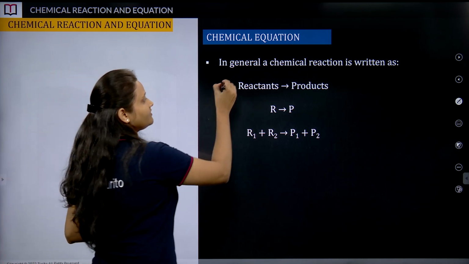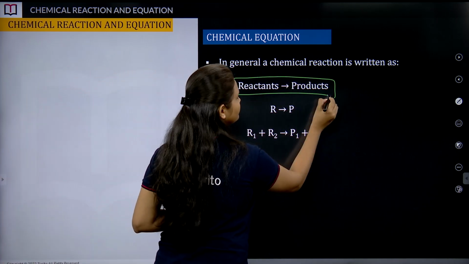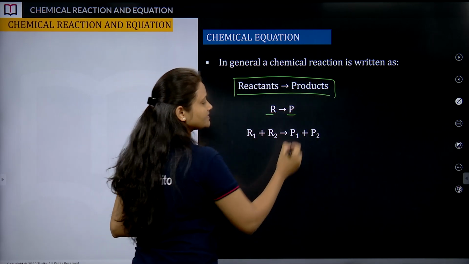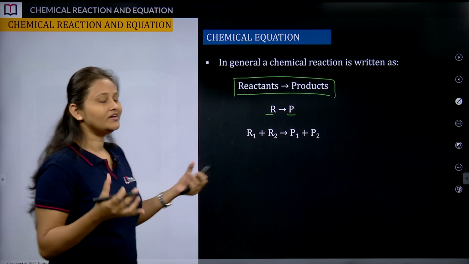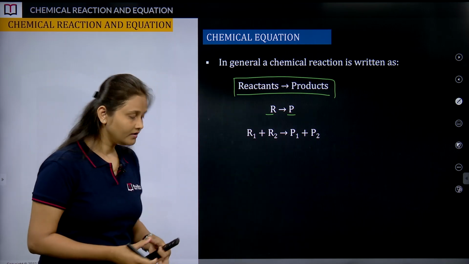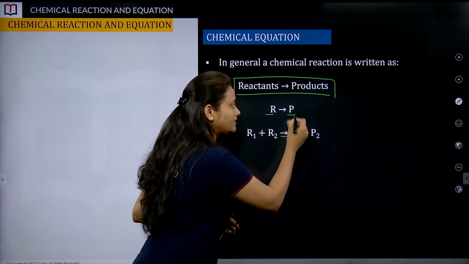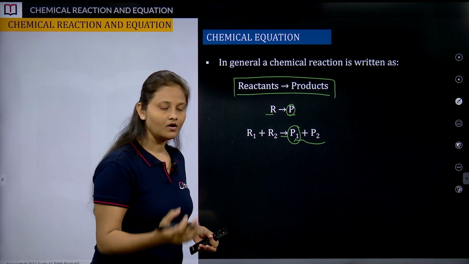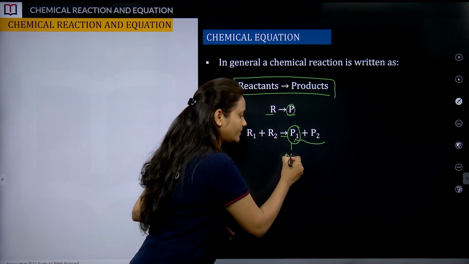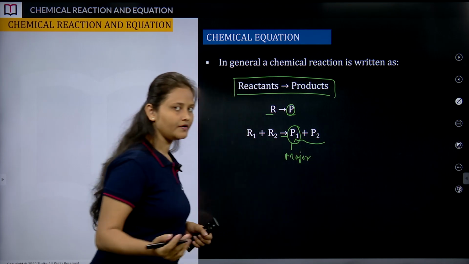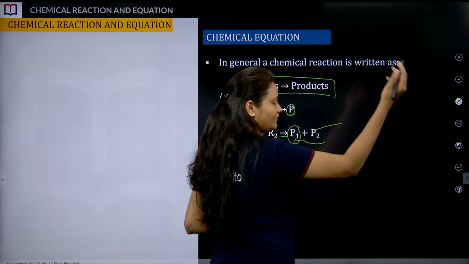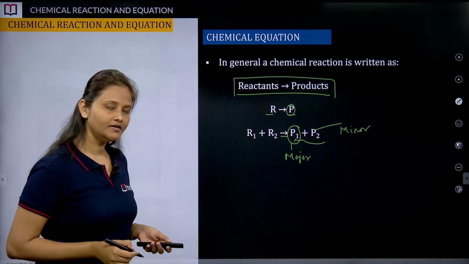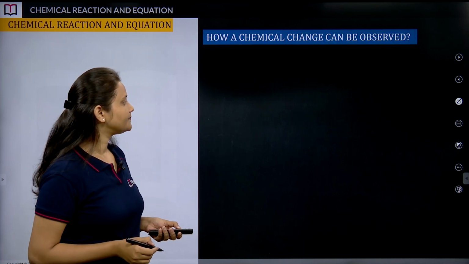So this is a general representation: reactants giving you products. R stands for reactant, P stands for products, and there are chances that many reactants react with each other to give either one product or many other products, and these are nothing but byproducts. The first one will be the major product, and P2, P3, P4 can be called what? Minor products. Got it? Great.